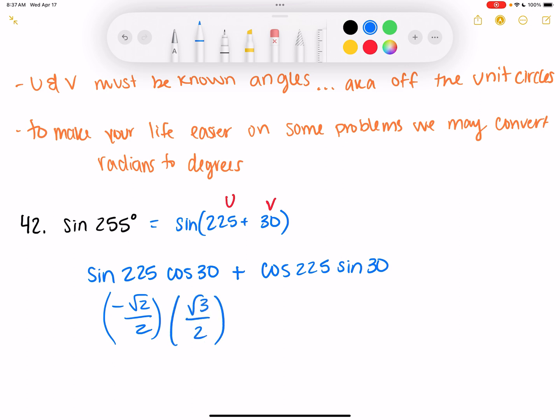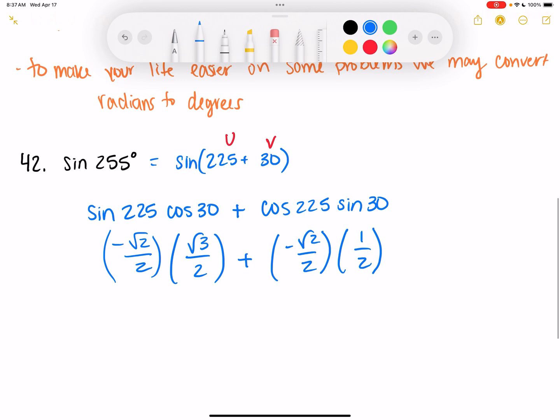Plus, what's the cosine of 225? Negative root 2 over 2. And what is the sine of 30? Yep. So now I just need to multiply the things together and then add them if possible.